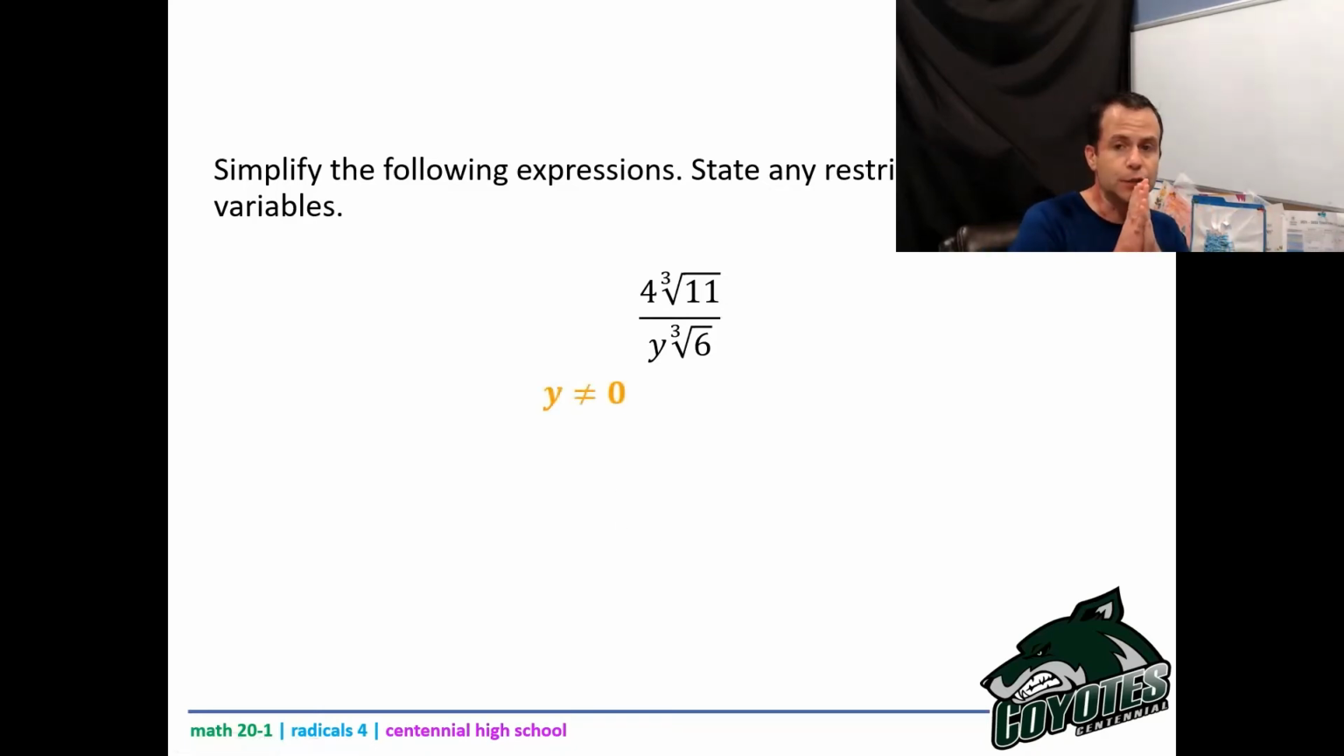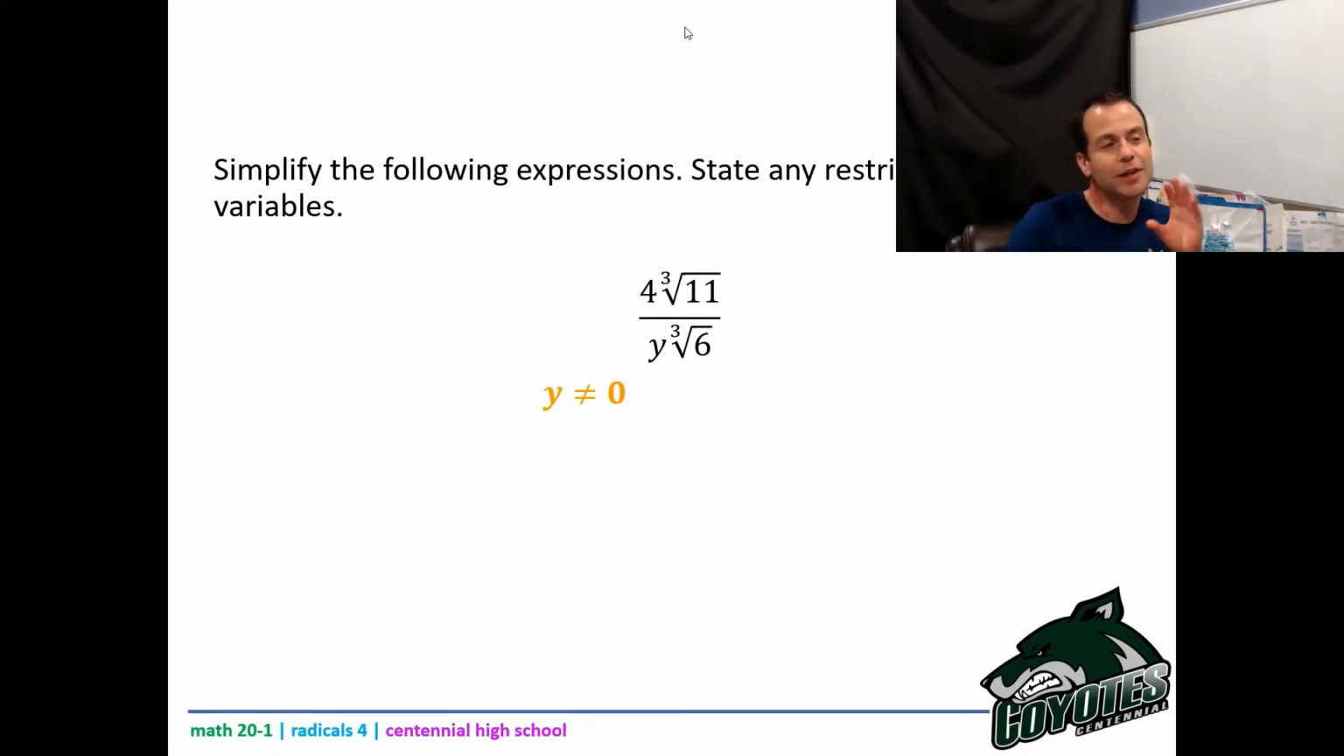Now I need to think, okay, is there any numbers that I can divide the outsides by or divide the insides by? The answer to that is no. In that sense, this is in as simplest form as possible. There's no actual division I can do. So then I move to, okay, I need to rationalize the denominator.